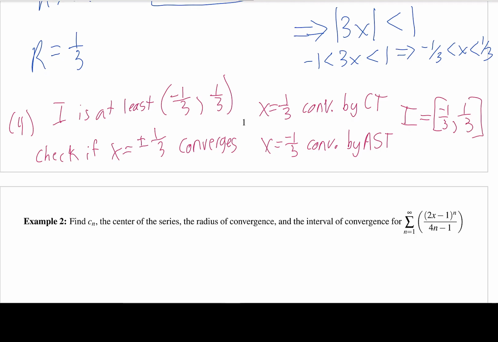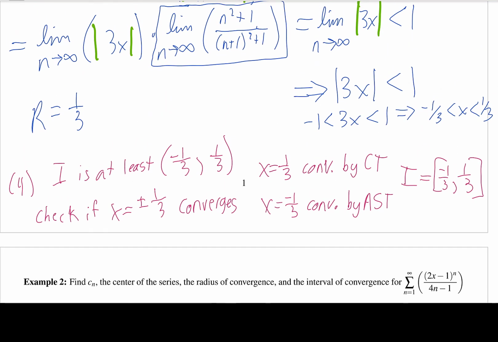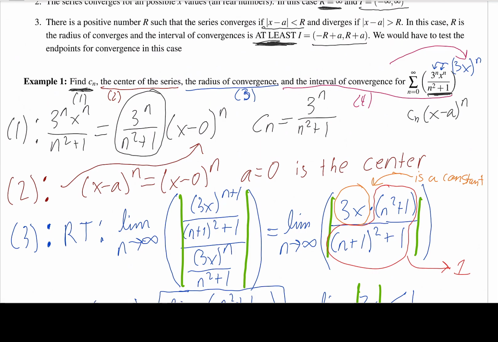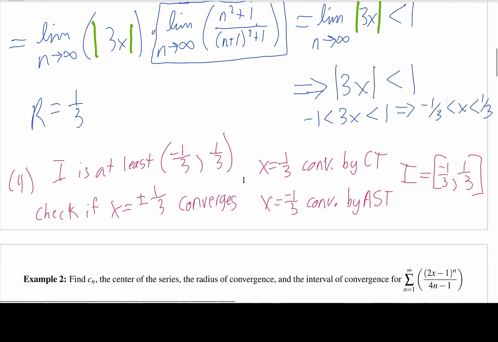So that tells me that for this series, if you take any x value between negative 1/3 and 1/3, and you plug it into this series, then it's going to converge. That also tells me that if you take any x value that's not in that interval of convergence, and you plug it in, then this thing is going to diverge.